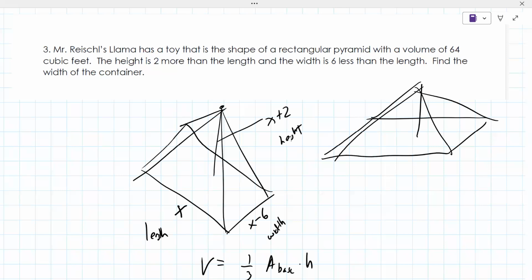So 8.264 minus 6 is 2.264. That's the width. Exactly, the width.